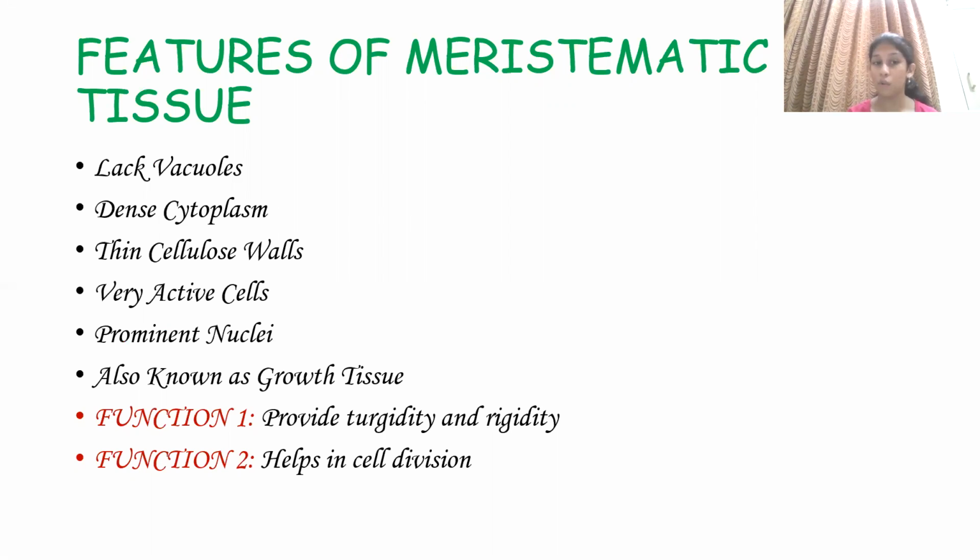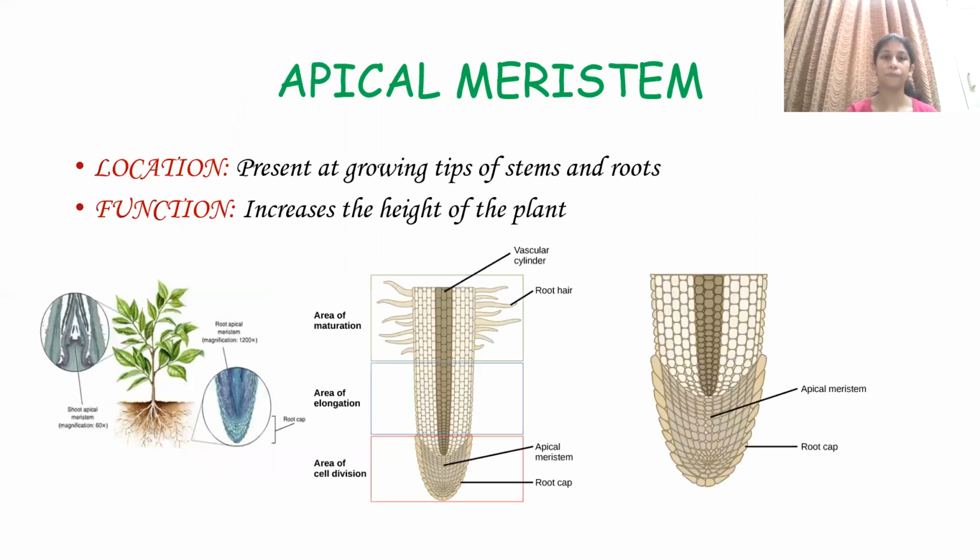They are also known as growth tissue. Why are they known as growth tissue? Because they keep on dividing continuously. The functions of meristematic tissue are that they provide turgidity and rigidity to the plant, and they also help in cell division. As I told, its main function is cell division.